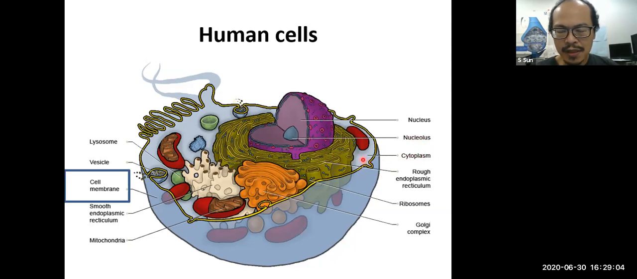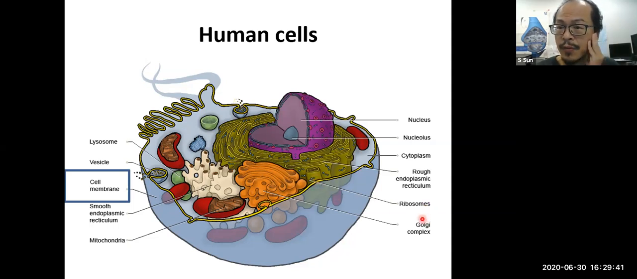Inside of the cell is called the intracellular space. Everything inside is cytoplasm. The fluid is called cytosol. And here we have the endoplasmic reticulum, rough and smooth. It doesn't show it here, but we have rough and smooth. And then on top of that, we have these little dots. They are also organelles. They are called ribosomes.